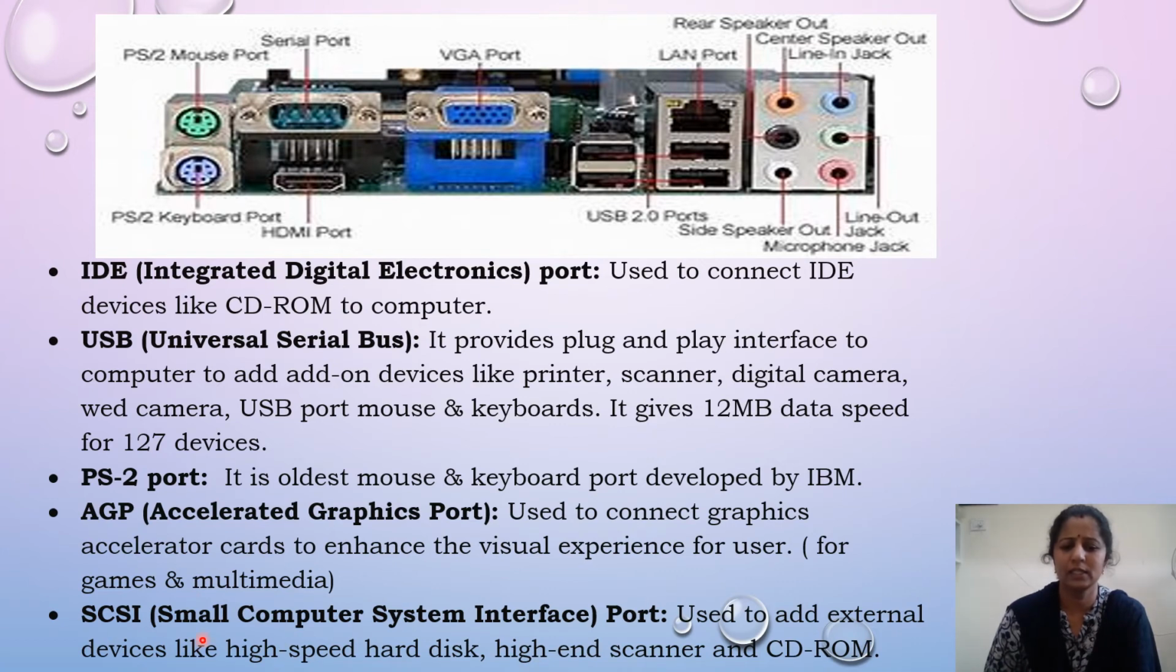Then that is SCSI, that is your small computer system interface port. This is used to add external devices like high-speed RAM, a high-speed hard disk, that is an external hard disk, if you want to add to your computer, or external devices like a high-end scanner and your CD-ROM. If you want to add them, then we require another port called small computer system interface.